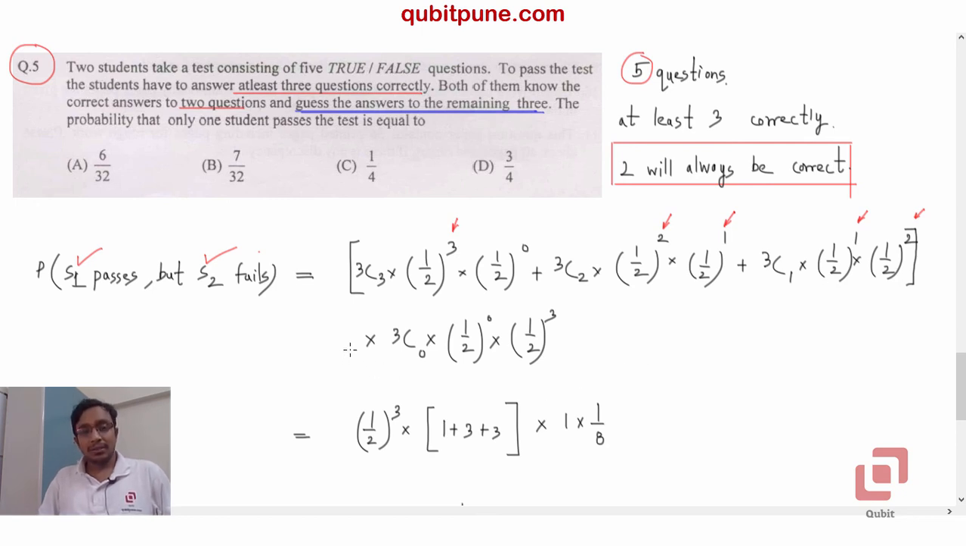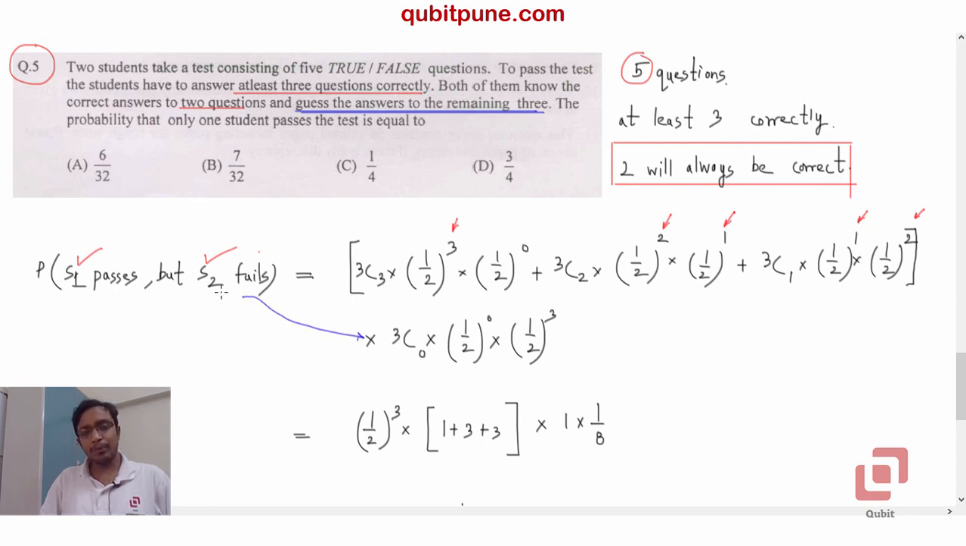And again, this is a true or false thing, so this is basically a Bernoulli trial. In a guess we are not favoring the true output or the false output, so both are equiprobable. So in the binomial terminology, p and q both are equal to 1 upon 2. So the probability that S1 passes but S2 fails is 3C3 into 1 upon 2 raised to 3 into 1 upon 2 raised to 0 plus 3C2 into 1 upon 2 squared into 1 upon 2 raised to 1 plus 3C1 into 1 upon 2 into 1 upon 2 squared, the whole bracket, into the probability that S2 fails with this part.